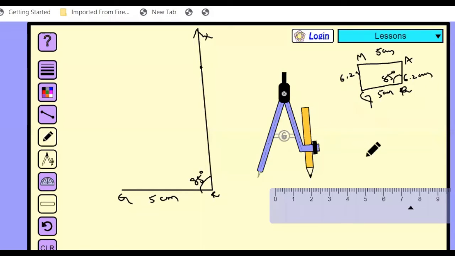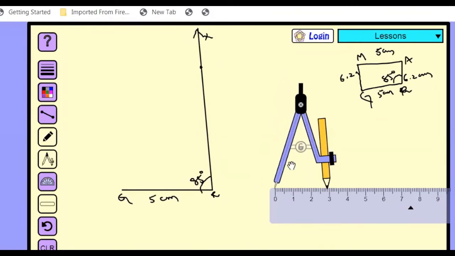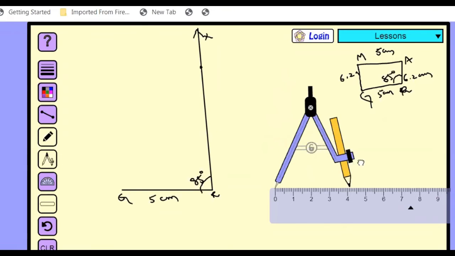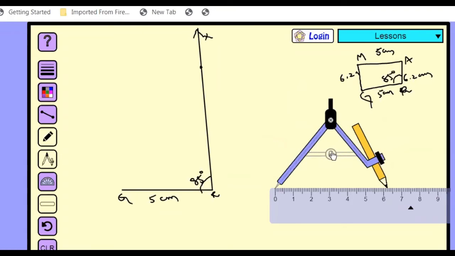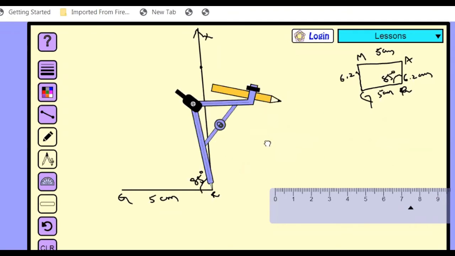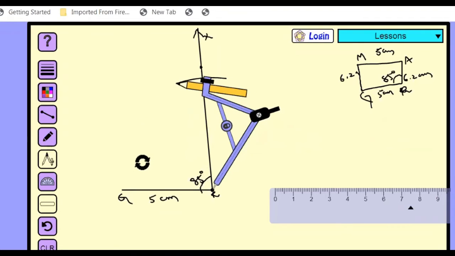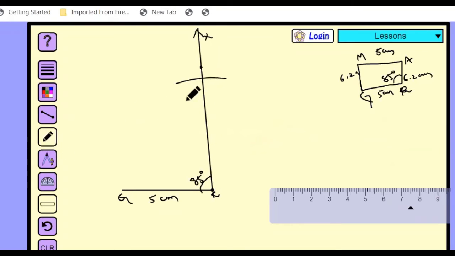Now we are going to locate the point A on this ray RX. For that you should take the length of R to A, 6.2 centimeters. So now take the compass radius as 6.2 centimeters with the help of the scale, and with R as the center, draw an arc which cuts the ray RX at point A. Now this R to A length is 6.2 centimeters.